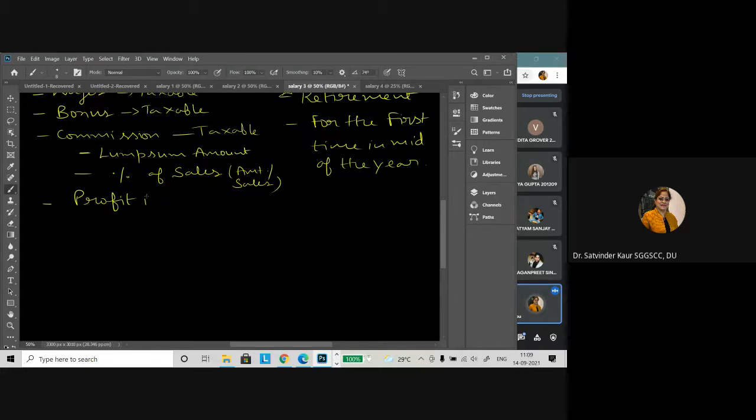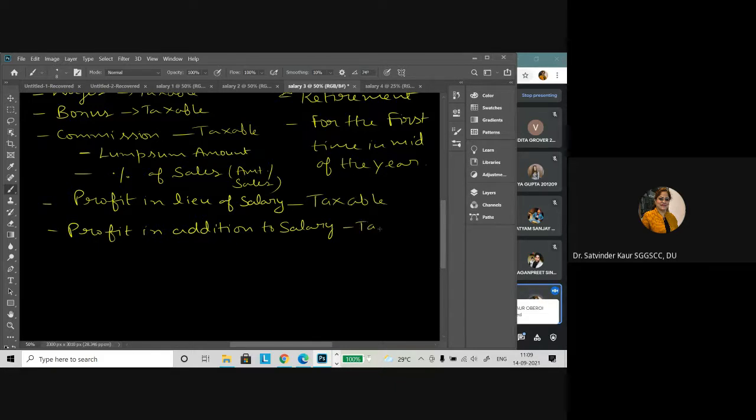So there can be profit in lieu of salary, that instead of salary you are offered profit, or the basic salary is there, plus in addition, if you do sales and work at a particular level, so profit in addition to salary is also being given. So whatever name it is given, whether it is in lieu of salary or in addition to salary, it is going to be fully taxable. So there is no exemption in this. The reason is, if you are receiving a profit as a partner, it will not come under the salary head, it will be your business income. But if you are receiving profit as an employee, then in that case, because of the virtue of the employer-employee relationship, it will be taxable.